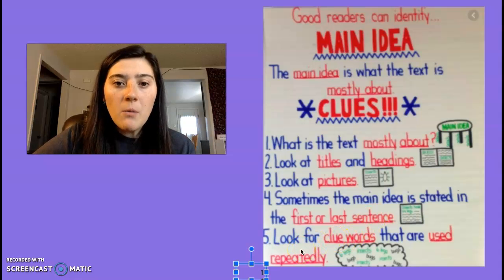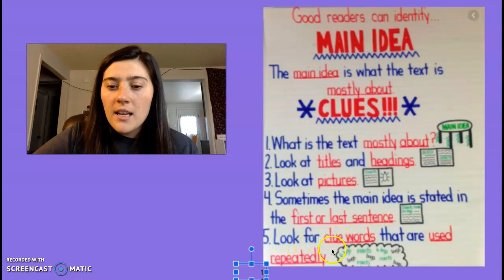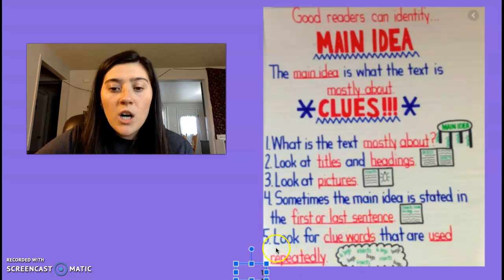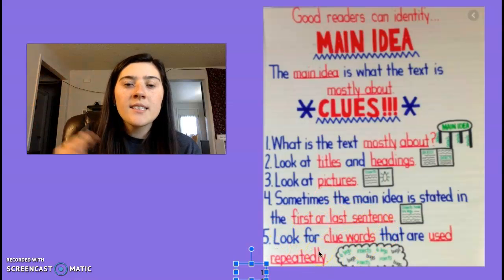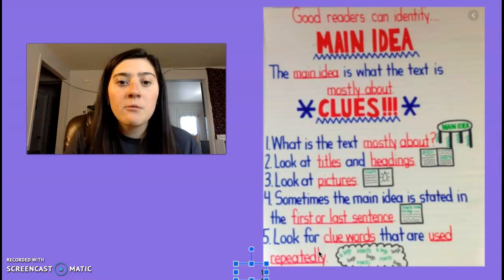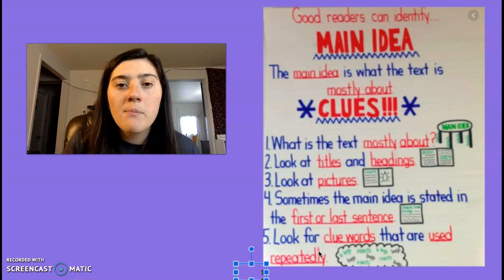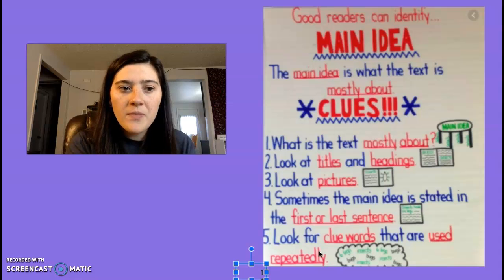The next clue that we're going to be looking for is clue words that are used repeatedly. So, what are words that are being used constantly in the book, Brave Girl, as I read? So, as I read today, you're looking for some of those words that pop up quite frequently, okay? That's going to be main idea.